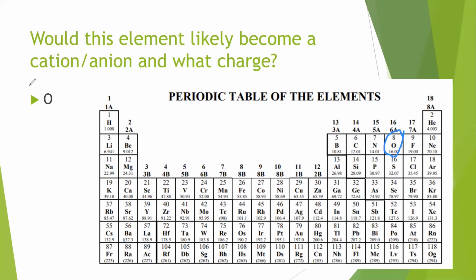So the first question you should be asking yourself is how many electrons are in the outermost shell? So there's 1 for elements here, 2, 3, 4, 5, 6, 7 and 8. So we know it's 6. A lot of you said anion, and that's correct because it's easier to gain 2 electrons and get 8.